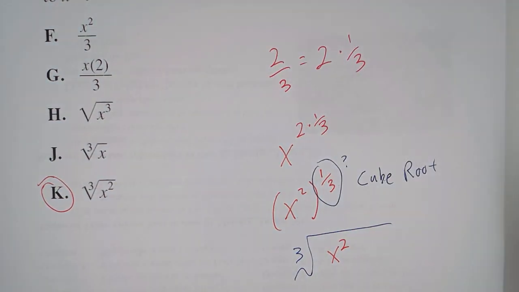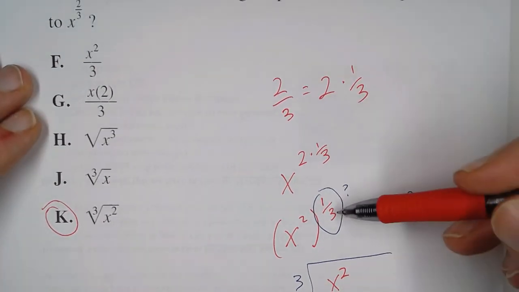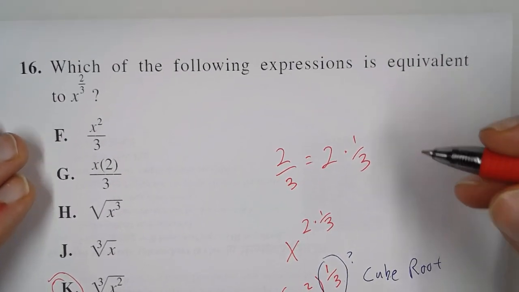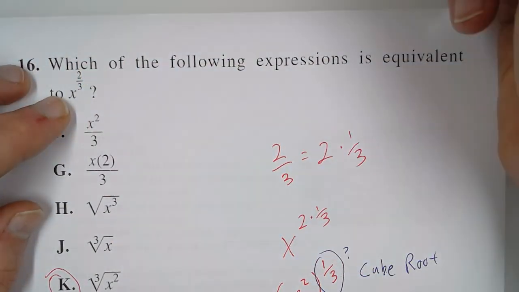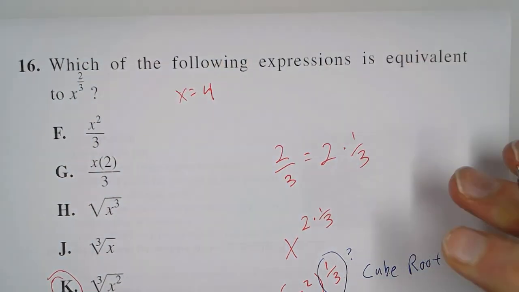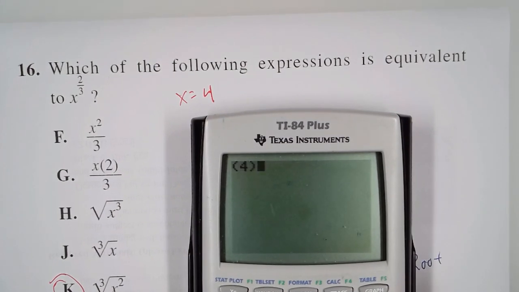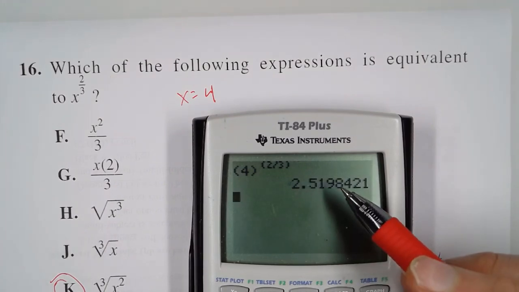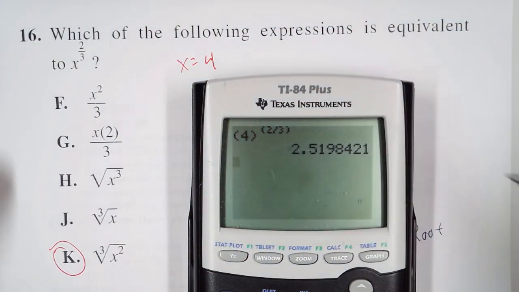Now, one way you can guess and check your way through this problem is, if you don't know that the 1/3 power is cube root, you can still do this. The way you can do that is you can use your calculator. You do that by saying, all right, let's pick a number for x. Let's call it 4. So on the calculator, let's see what 4 to the 2/3 power is. It's about 2.519. All right. So we're looking for which of these answers is going to give me 2.519.